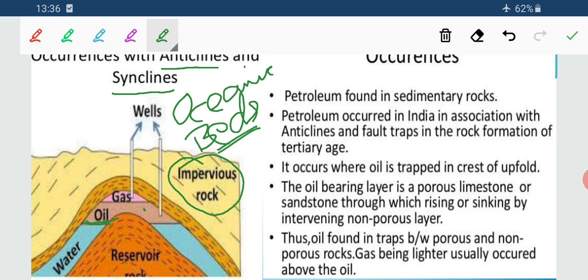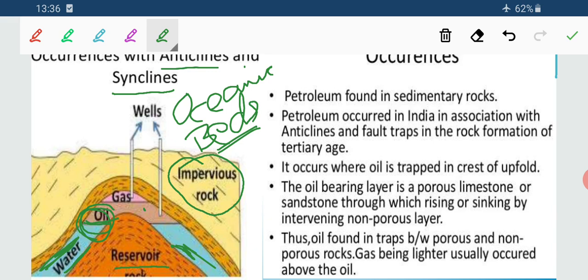I am not talking about the features present on the earth's surface. It is below the oceanic beds. When submarine mountains are there, we have the crestal part, the crest region, which is termed anticline, and the valley or depression region, which is termed syncline. So in both cases the petroleum reserves are there. Now you can see the reservoir is present here, with a layer of water beside it, and above that a layer of oil.